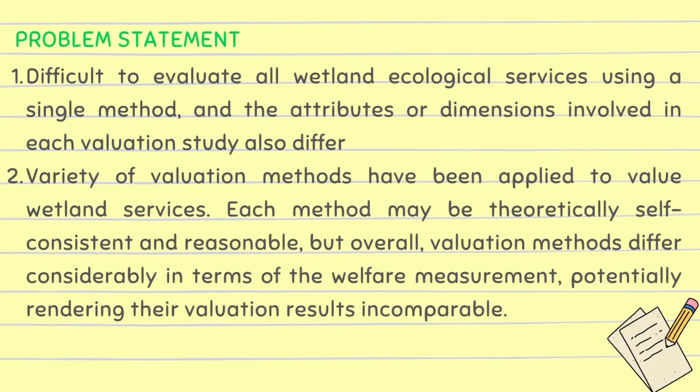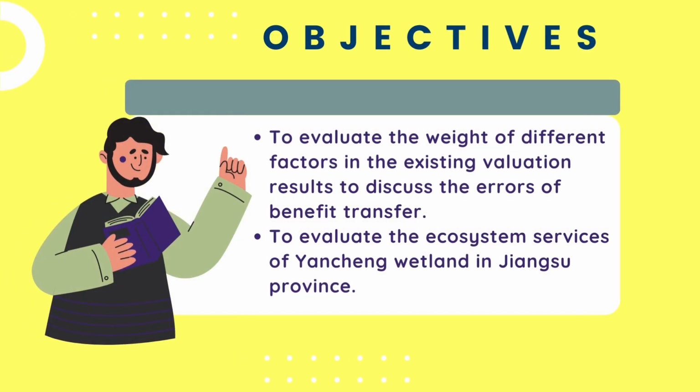Problem statement: it is difficult to assess all wetland ecological services using several methods. Although various evaluation methods have been used to evaluate wetland services, the evaluation methods differ greatly in terms of welfare measurement, making the evaluation results incomparable. The objectives of this case study are, number 1, to evaluate the weight of different factors in the existing valuation results to discuss the errors of benefit transfer, and number 2, to evaluate the ecosystem services of Yancheng wetland in Jiangsu province.